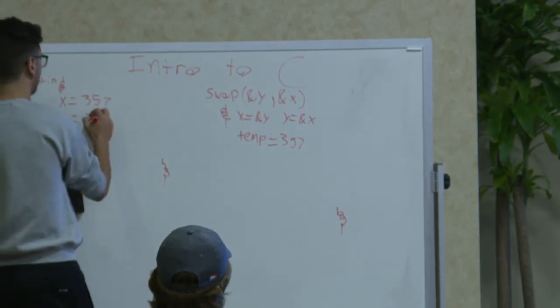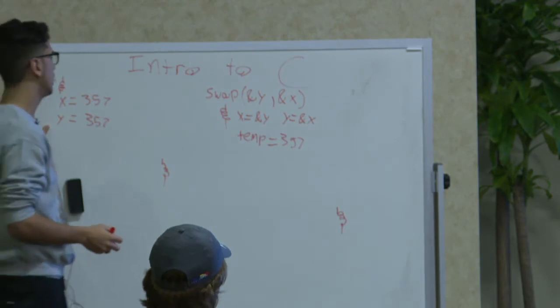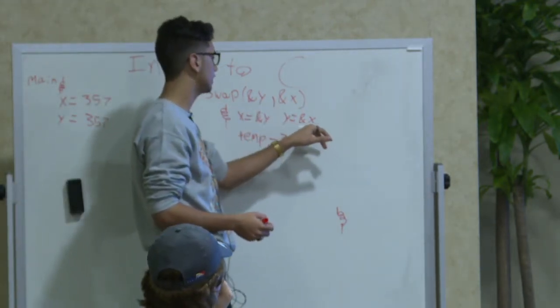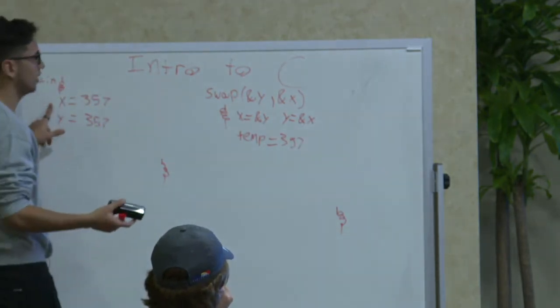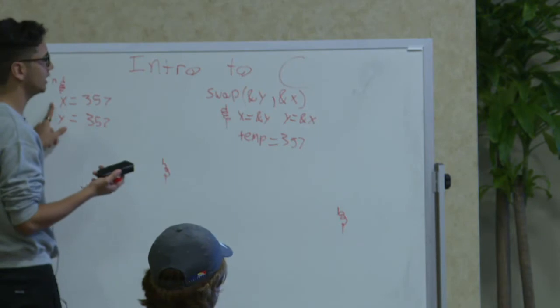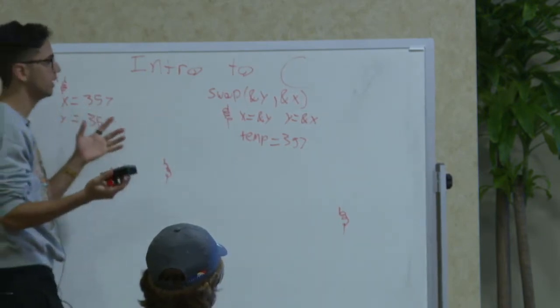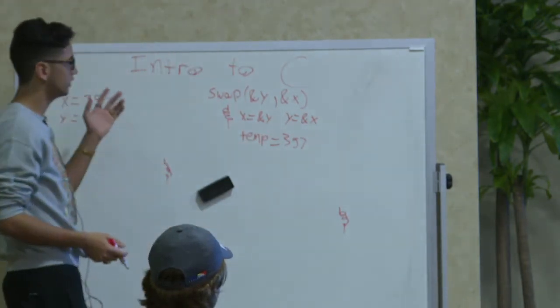357. So this value back in main is actually being affected. And then we say dereferenced y. So the address that y is holding is x. So we go to x and we set it equal to temp. And this is where the swap function is a little tricky and sort of useless because we're setting x equal to 357, which it already is. And so when we print this out, we'll get 357, 357.